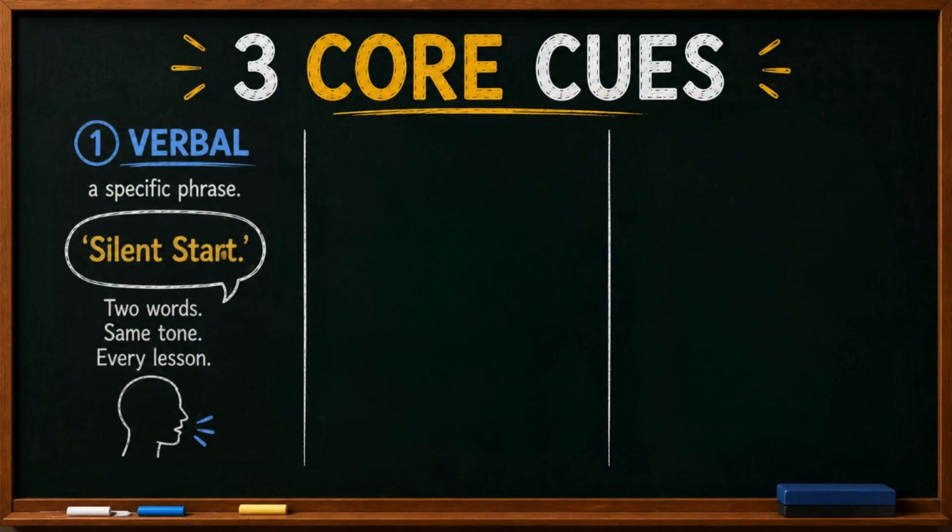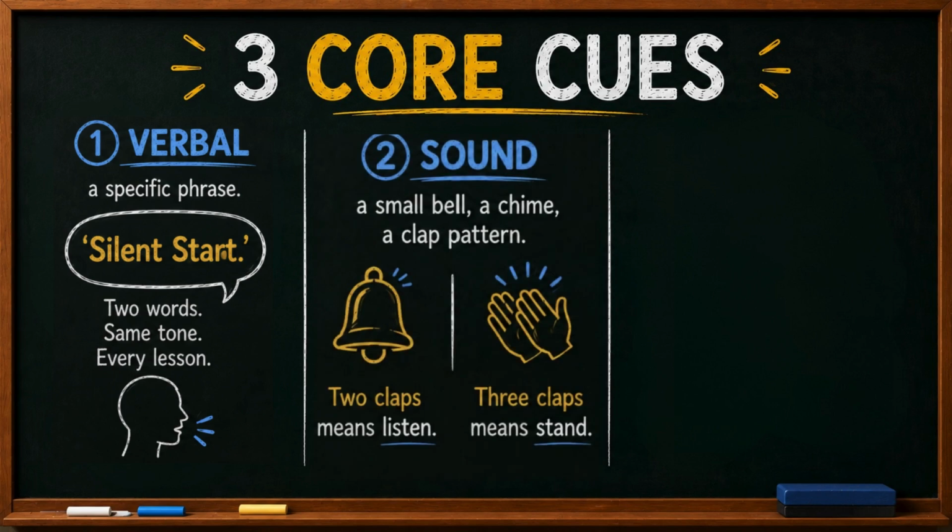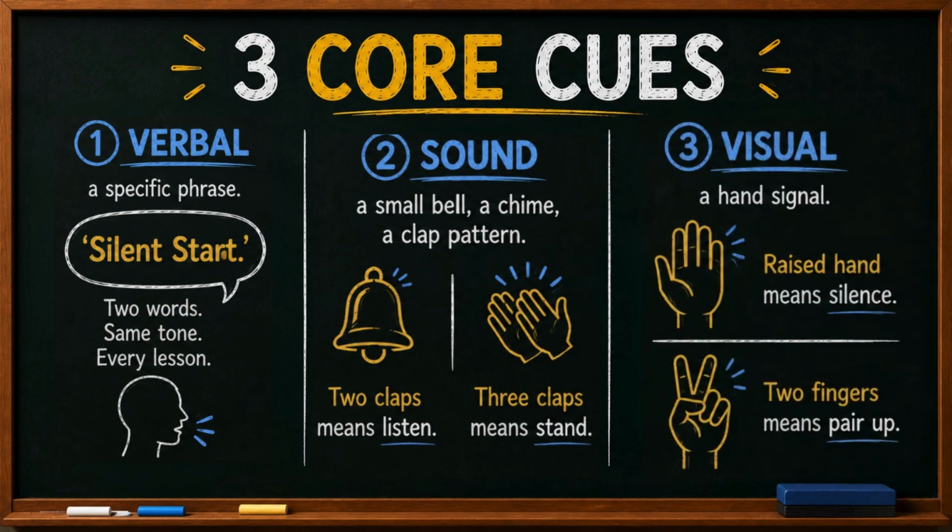Your triggers can be verbal, a specific phrase. Silent start, 2 words, same tone, every lesson. Sound, a small bell, a chime, a clap pattern. 2 claps means listen. 3 claps means stand. Visual, a hand signal. Raised hand means silence. 2 fingers means pair up. The type doesn't matter. Consistency does.